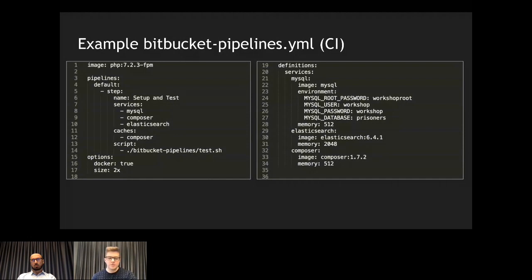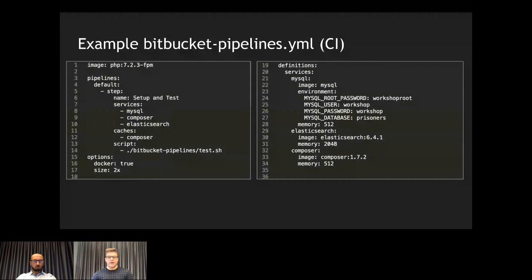Then we define some options. We say that we are using Docker and we are setting the size to 2x, which means that you are getting 8 gigabytes of RAM instead of 4 gigabytes, but you pay twice as much for the build minutes. So maybe not pay, but you use twice as many build minutes as the script actually needs to run. So this is the pricing for running the pipelines that need more resources.